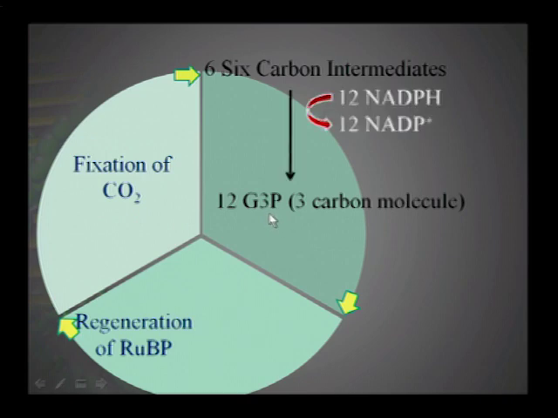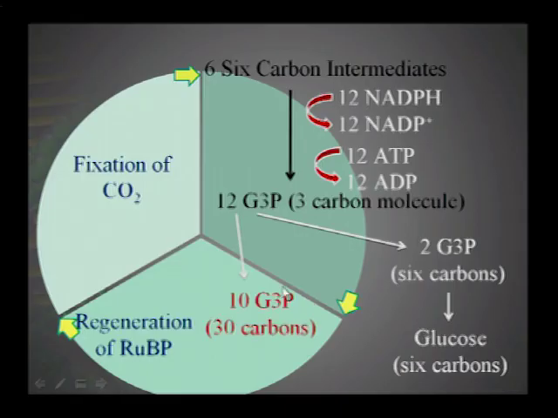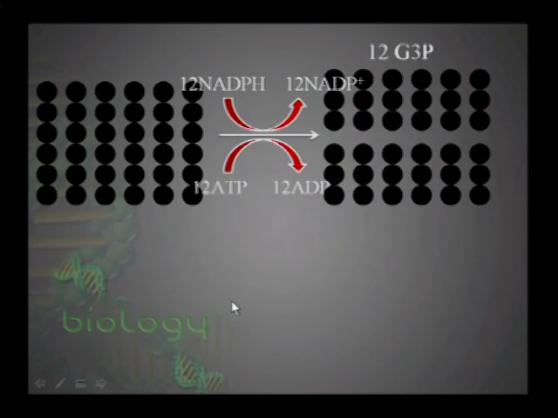And that will also require 12 NADPHs and also 12 ATPs, both coming from the light reaction. Now, of those 12 3-carbon molecules, of those 12 G3Ps, 2 of those will be diverted then to producing glucose. So if I take 2 3-carbon molecules, those 6 carbons can be used to make glucose. And then the other 10 will be used to regenerate ribulose bisphosphates so that we end up with what we started with.